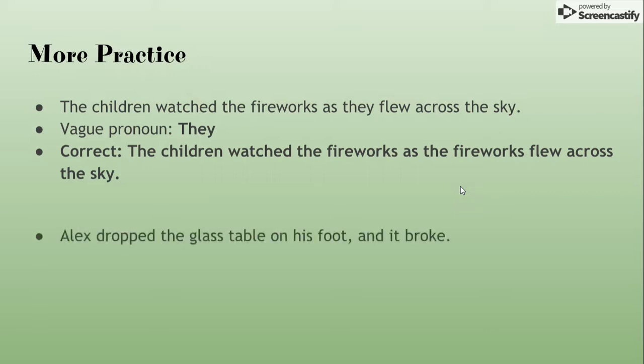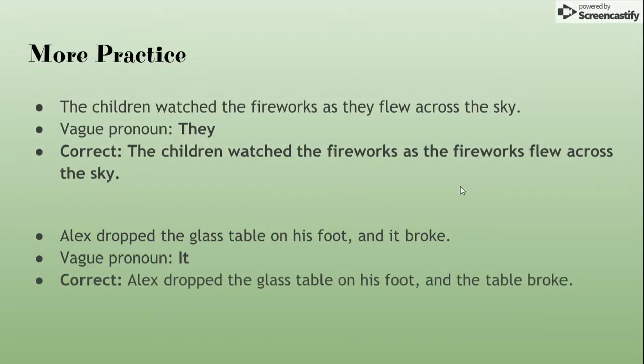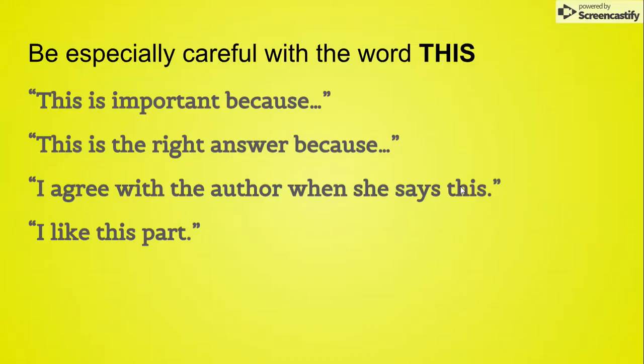Here's one more. Alex dropped the glass table on his foot and it broke. This is a tough one because really he could have broken his foot or the table, and we're really not sure. So it is the vague pronoun here. To fix it, we can say Alex dropped the glass table on his foot and the table broke. And we know that it is referring to the table and not the foot, thankfully.